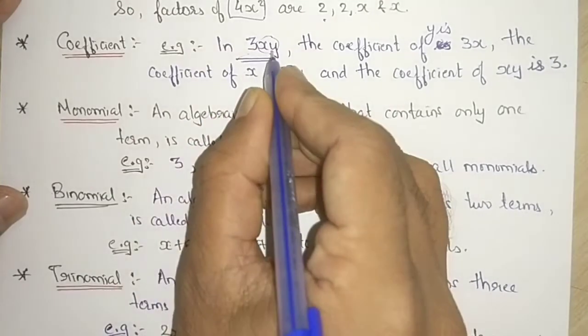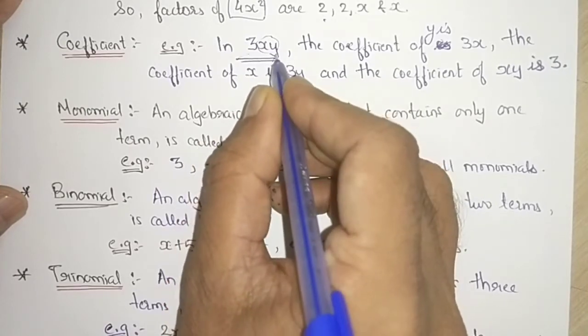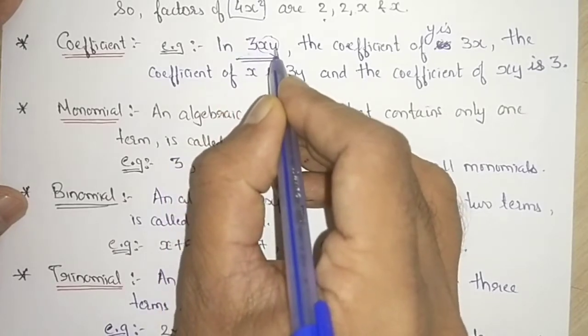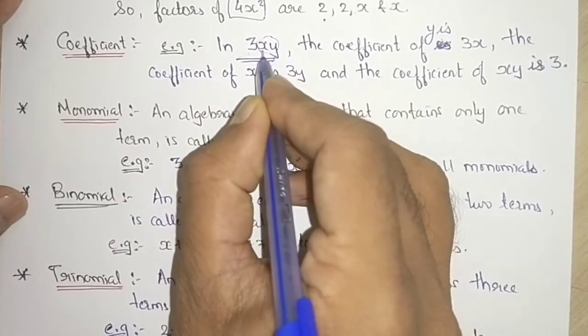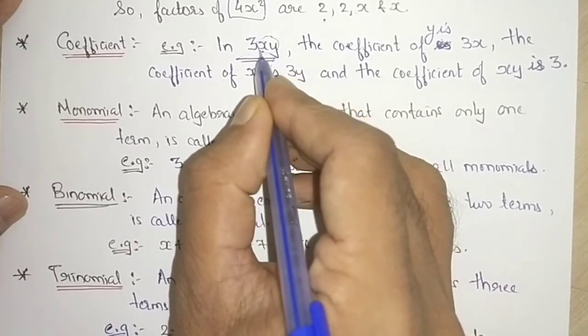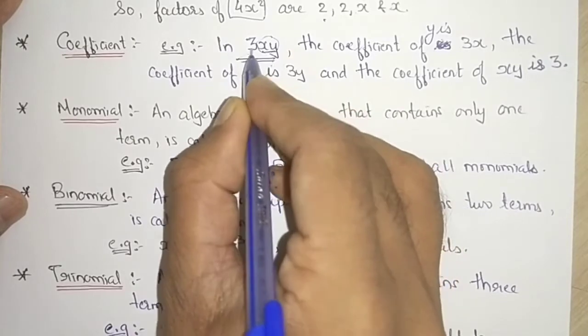Coefficient is the other number other than the given number. That is, if I say y, then the other number is 3x. So 3x is the coefficient of y. If I take x, the other number is 3y. 3y is the coefficient of x. Similarly, if I take xy, the coefficient of xy is 3.